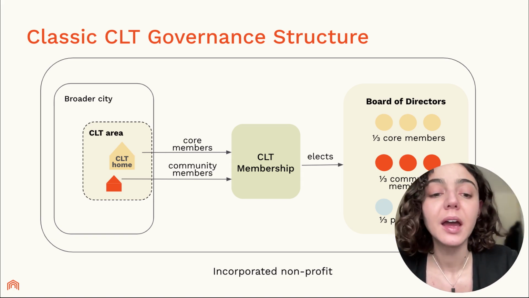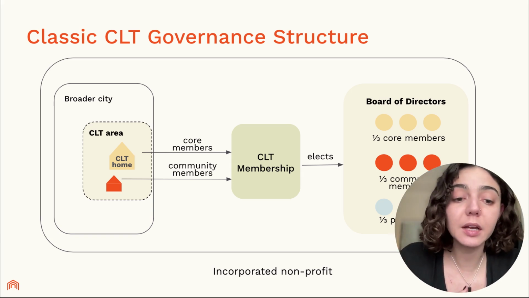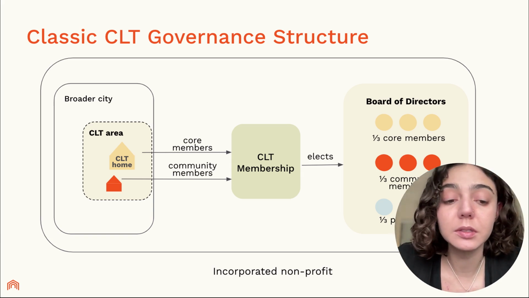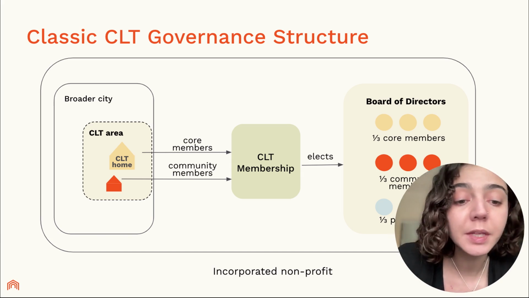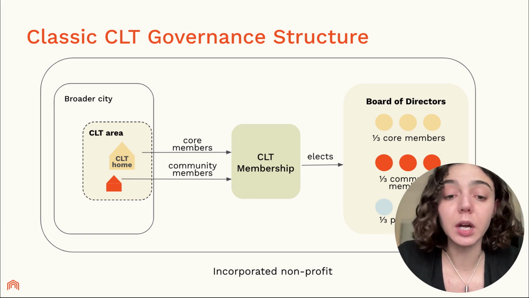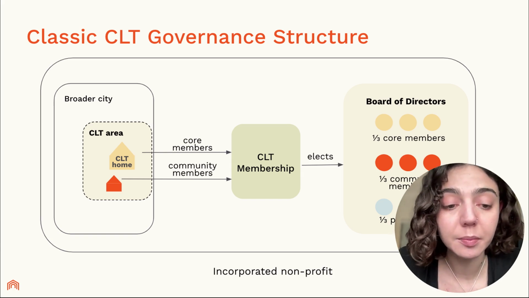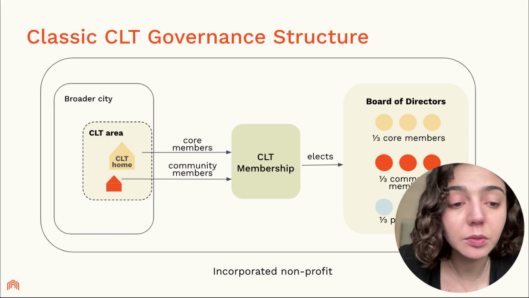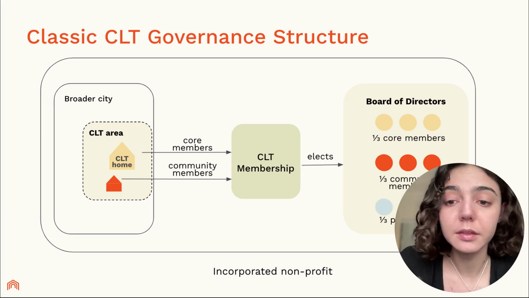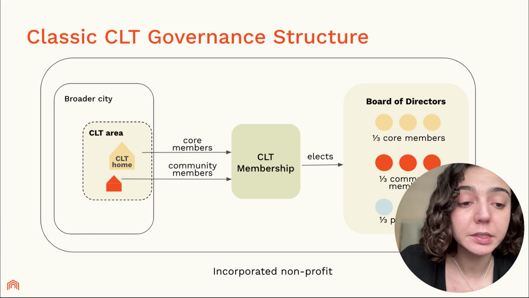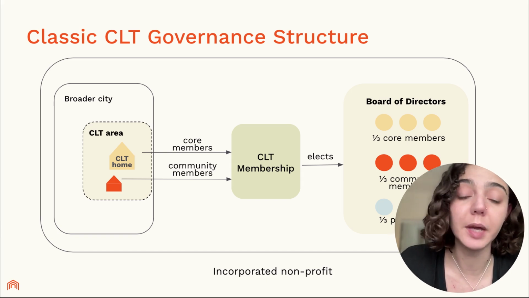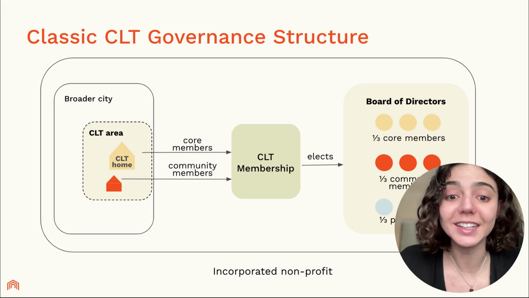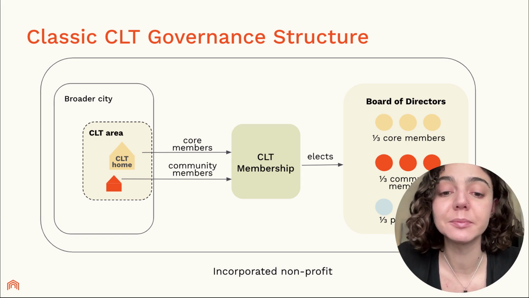So in this structure, as we see in this diagram, members are those who typically live on CLT-owned land or directly use it, as well as those who live in the CLT's broader service area. There might be another class of membership too. And then the members elect the board, which is composed of 3 groups, each of which has been allocated a third of the seats in the organization's bylaws. Again, this is just the classic structure. It's not always what happens.